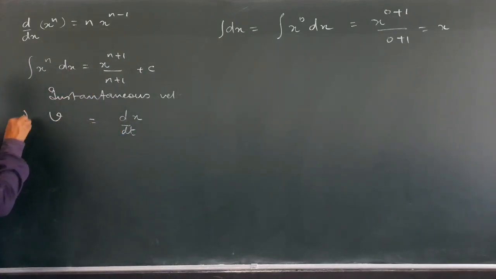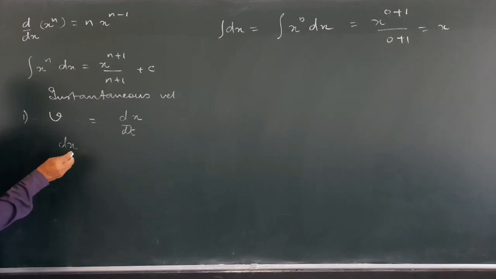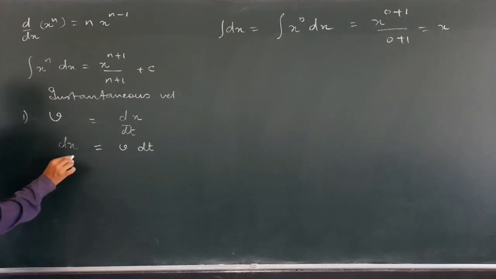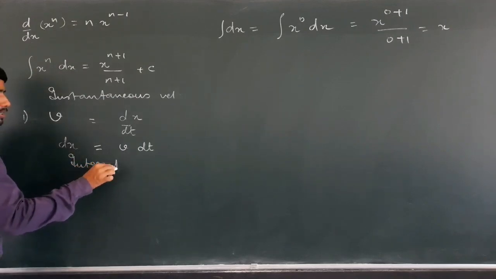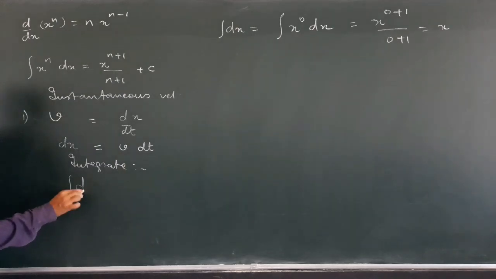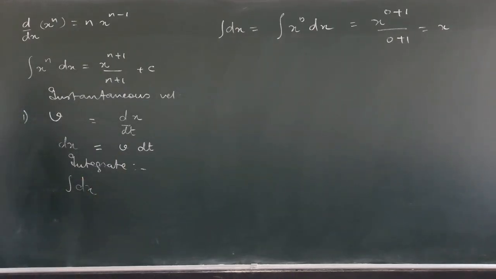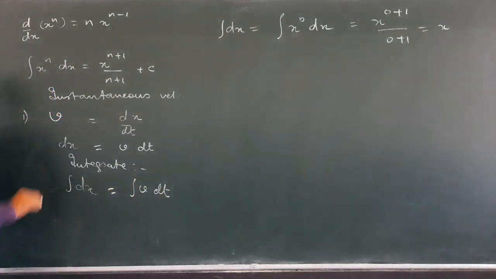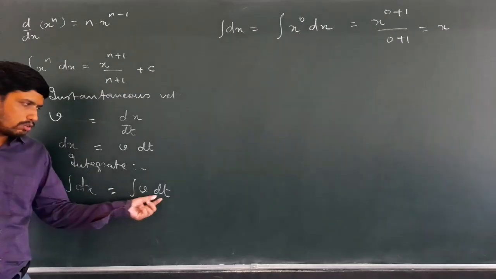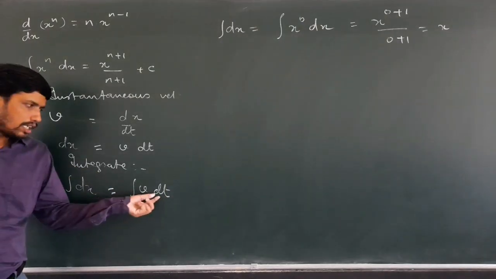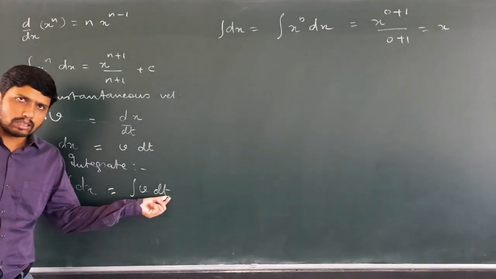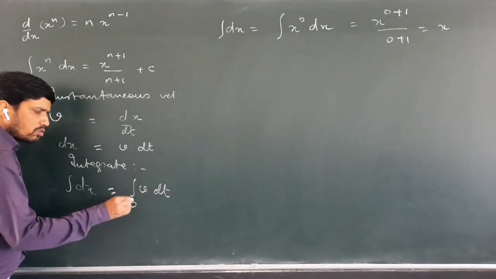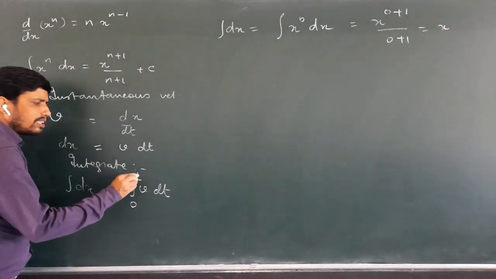v is dx by dt. This implies I can write dx is v times dt. Then I'll integrate it on both sides. So integration dx is equal to integration of v dt. Then we should put the limits. Now we choose the variable. Here you see dt and here we have dx. So here t should be taken as the variable. Here x should be taken as the variable. Time generally we take it to start from 0 and go up to, say, t.